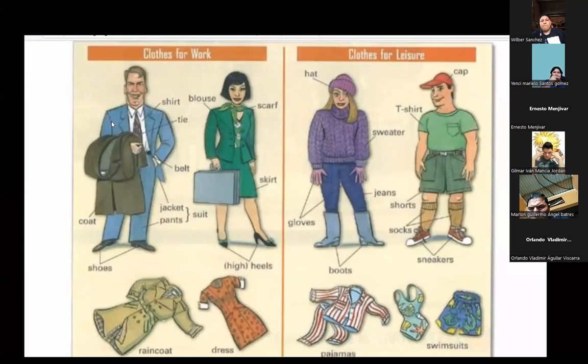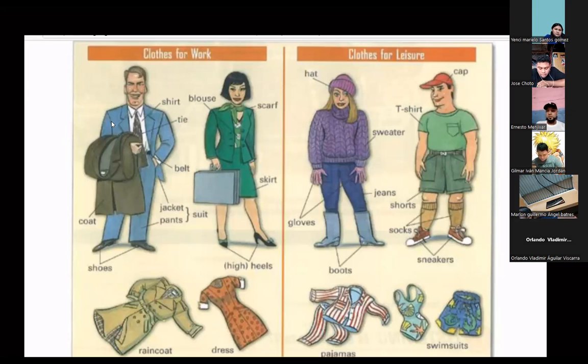Clothes for work. Shirt. Tie. Belt. Jacket. Pants. Suit. Coat. Shoes. Blouse. Scarf. Skirt. High heels. Raincoat. Dress. Clothes for leisure. Hat. Sweater. Jeans. Gloves. Boots. T-shirt. Shorts. Socks. Sneakers. Pajamas.